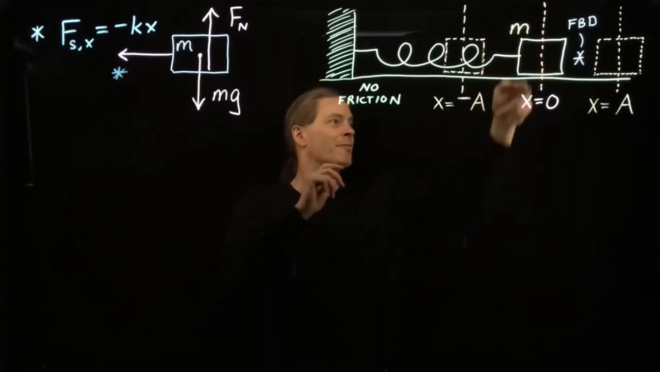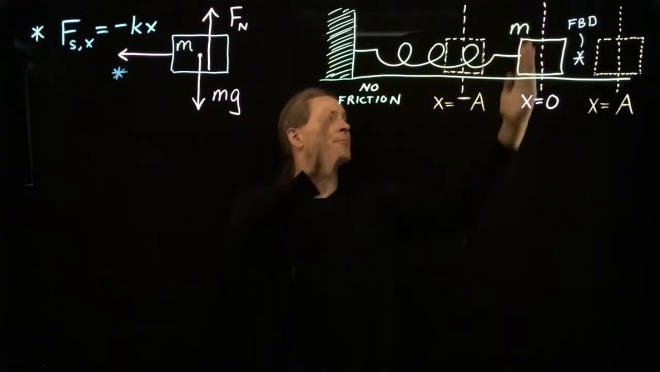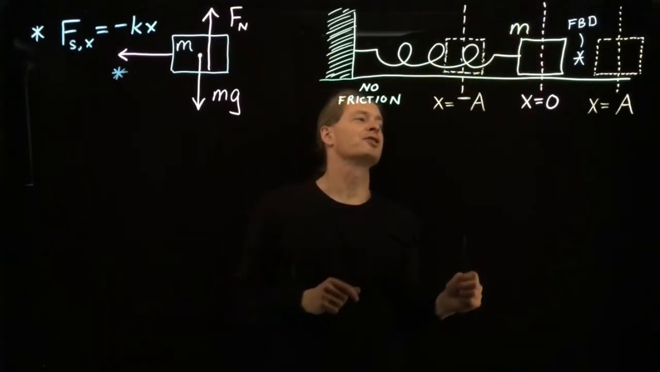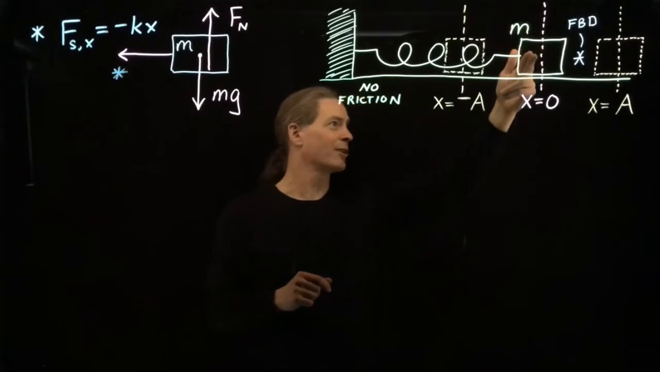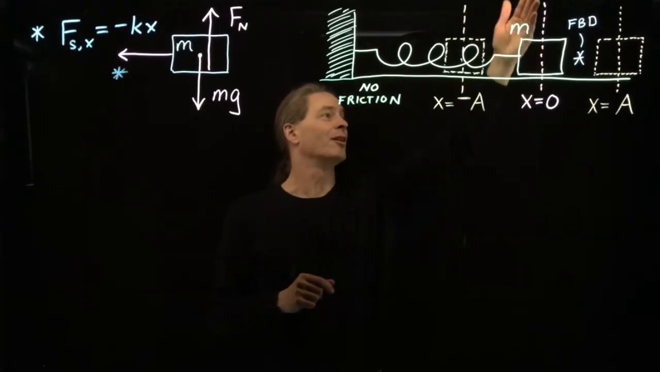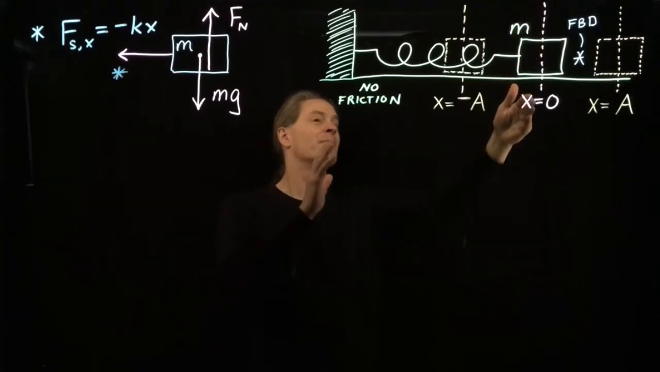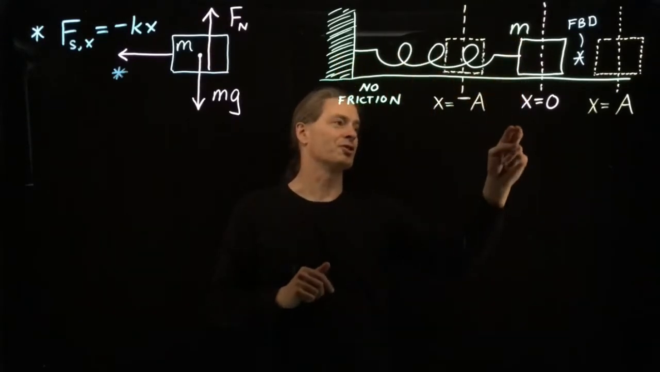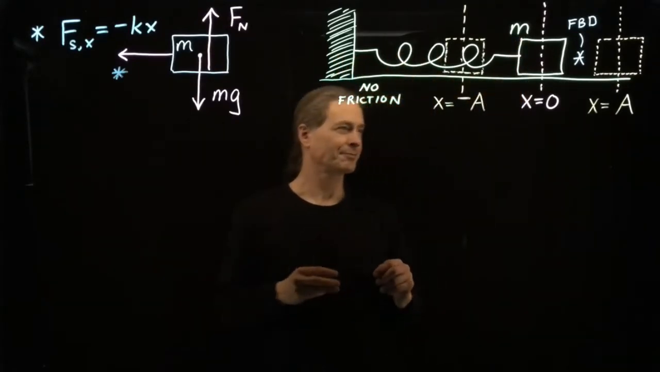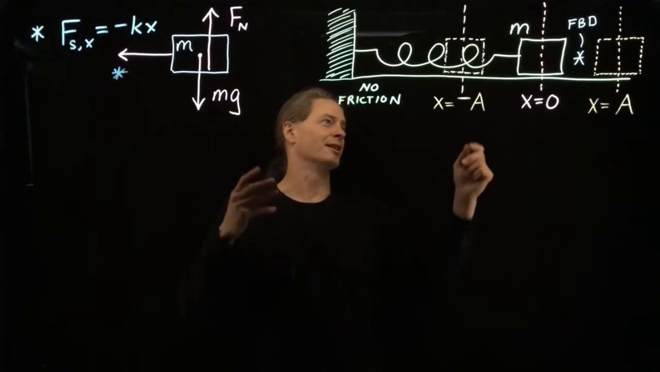So I've attached a mass, a block here of mass m, and this would be the equilibrium position. When the mass is attached to the spring right here, the spring is neither stretched nor compressed. I'll track the middle of the mass, and I'm going to call this location of the middle of the mass at this equilibrium position x equals 0. All right, now we could set this thing in motion.